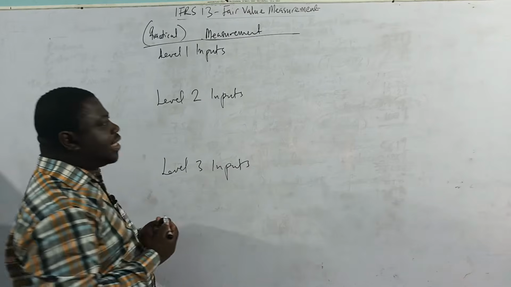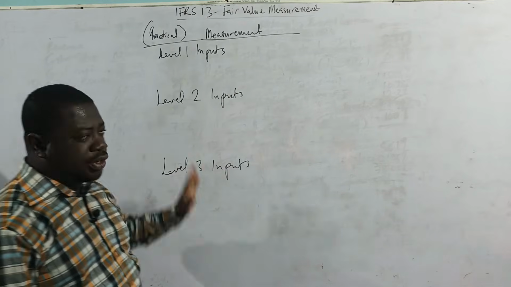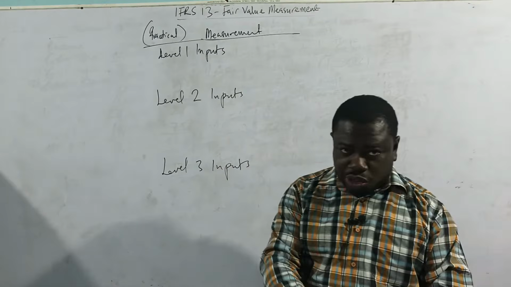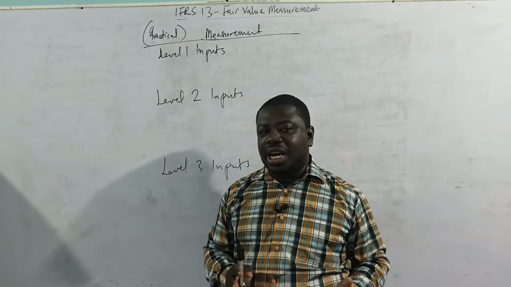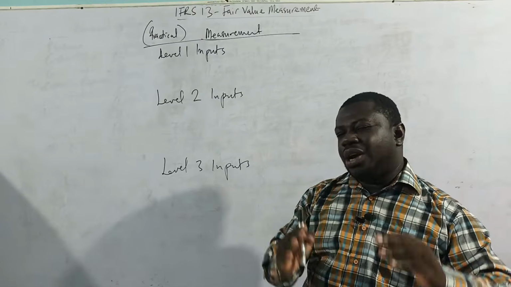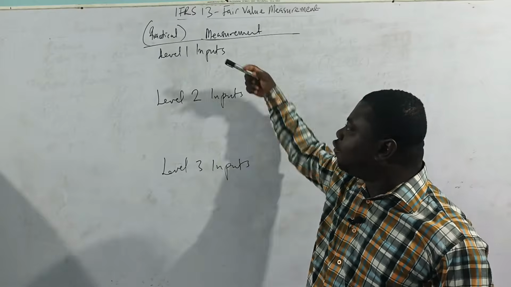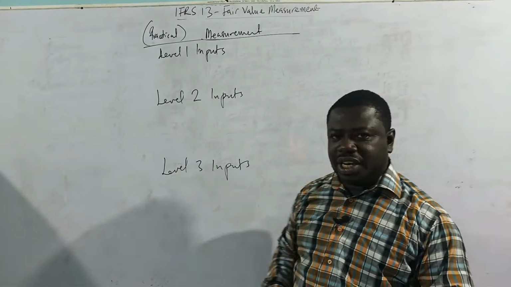Now, I have spaced them because when I need to write something related to them, I'll put them down for you to see. But I'm going to still put them on the screen so that we all look at it. I cannot write everything here, but we need to all read together so that we understand what they are trying to mean. Now, these are 3 levels: level 1 input, level 2 input, and level 3 input.